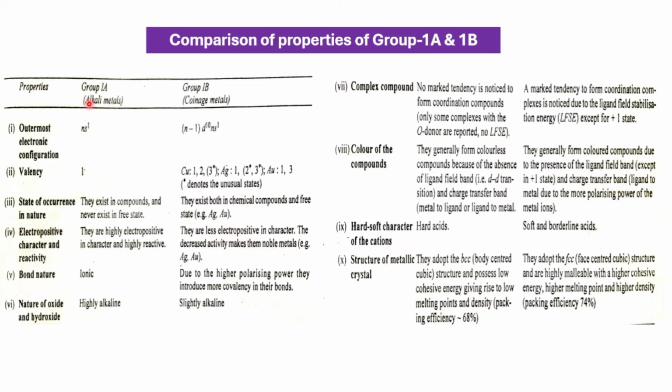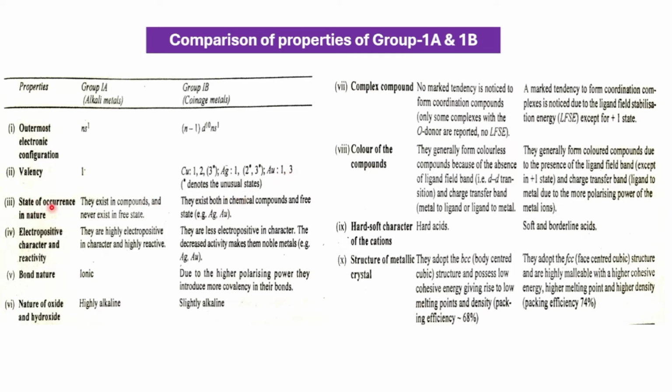So for that, you can see, this group 1A are called alkali metals, and at that time group 1B were called coinage metals. You can see the outermost electronic configuration is ns1, and here (n-1)d10 ns1. Valency: group 1A elements had valency 1, whereas group 1B metals had different valencies. For example, copper had 1, 2, sometimes 3, silver had 1, sometimes 2 and 3, gold also had 1 and 3.